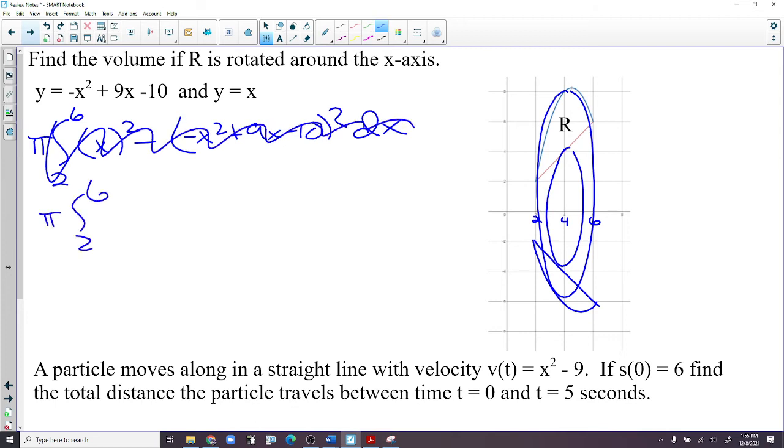2 to 6. It's the curve. I just went first and second. I need big minus little. Yeah, that's completely backwards. Squared minus 6 squared. Thank you.